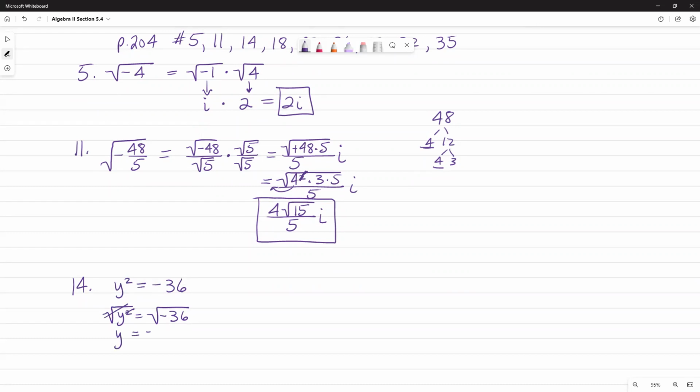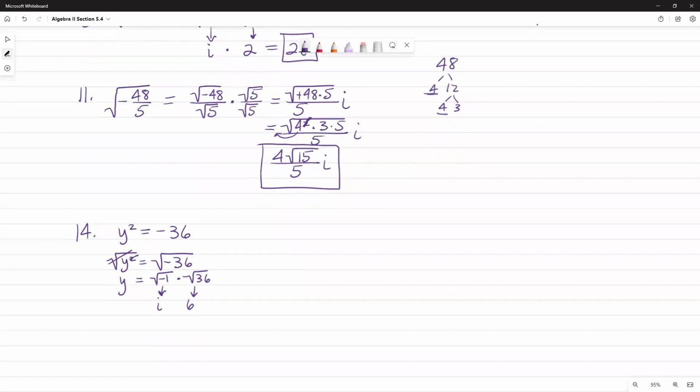I'm going to separate this one into the square root of negative 1 times the square root of 36. Square root of negative 1 equals I. So that gets rid of our negative. And 36 is a perfect square. This is 6 times 6. So our final answer is y equals plus or minus 6i.